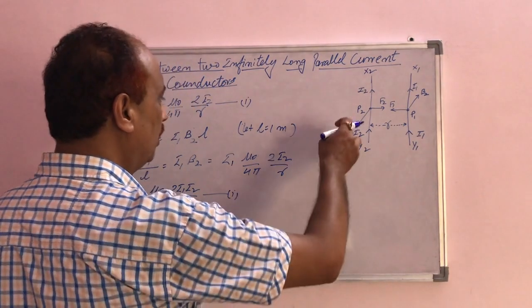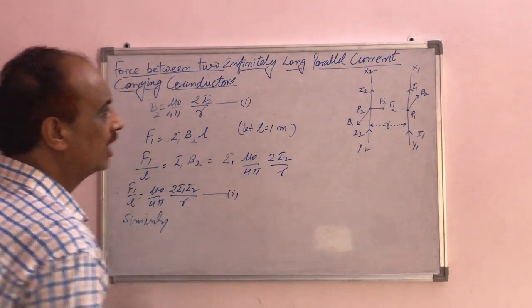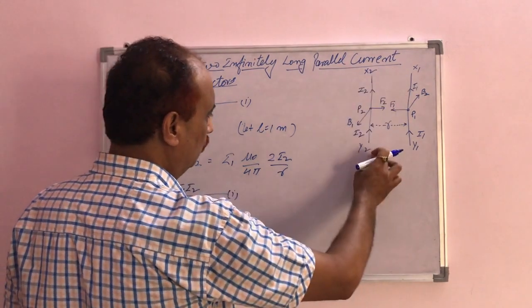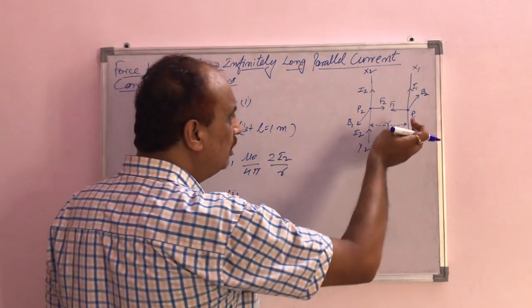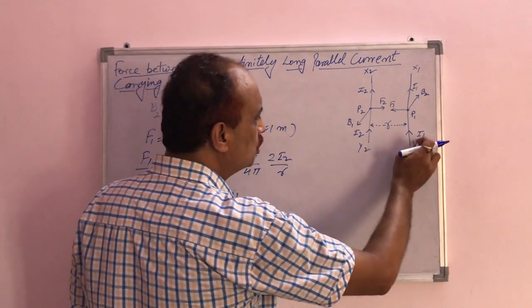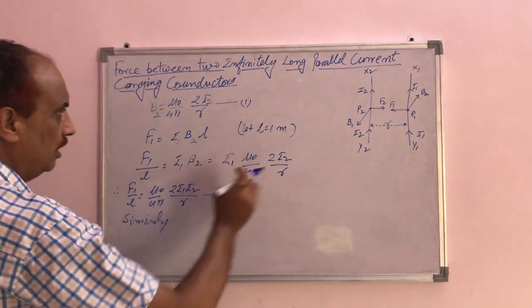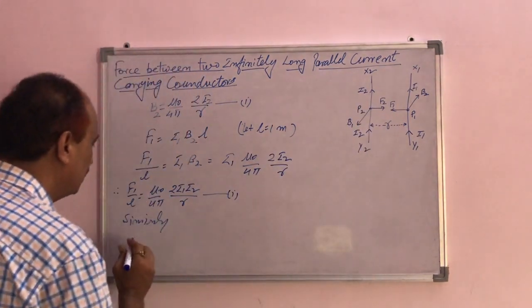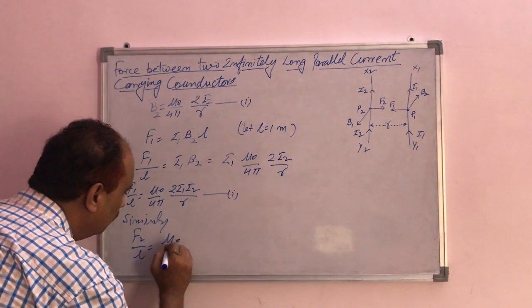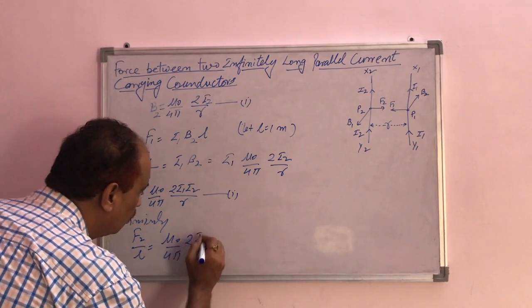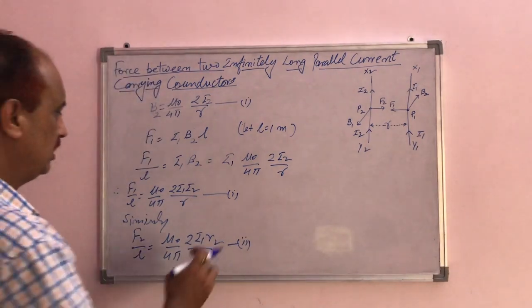Similarly, we can find the force experienced by the conductor x2, y2, because this conductor is placed in the magnetic field B1, which is produced by the current I1 flowing through the conductor x1, y1. If F2 is the force experienced by the conductor x2, y2, then F2 upon L will be equal to mu naught upon 4 pi, 2 I1 I2 upon R, equation number 2. So it is a similar equation as equation number 1.